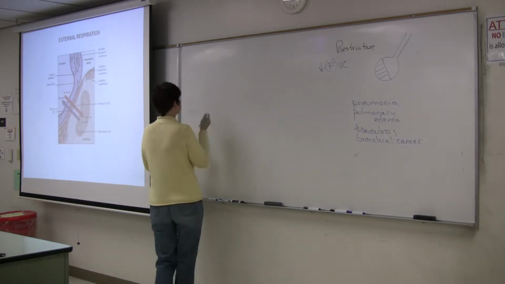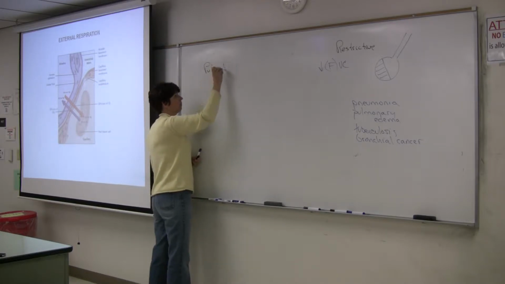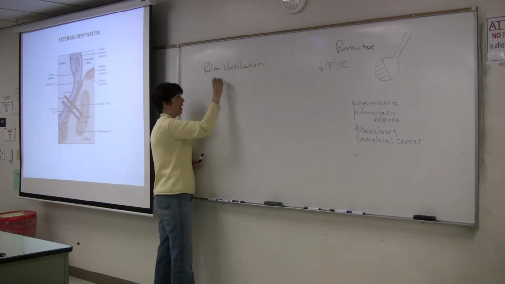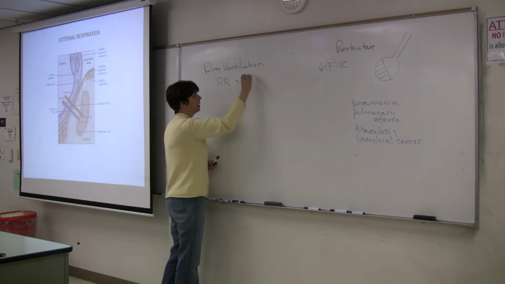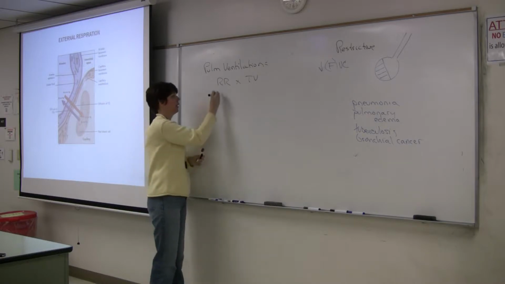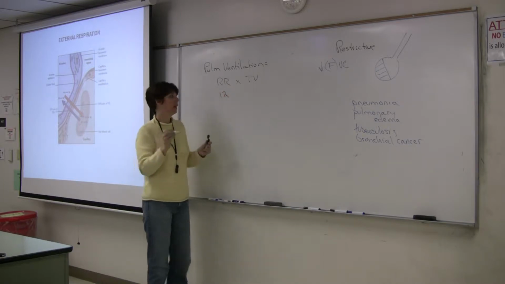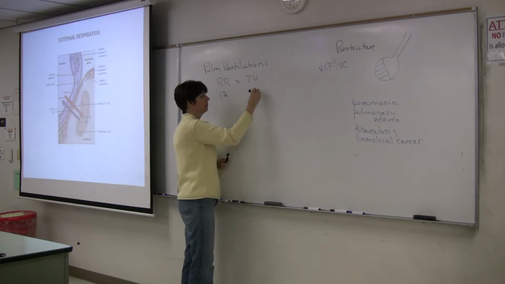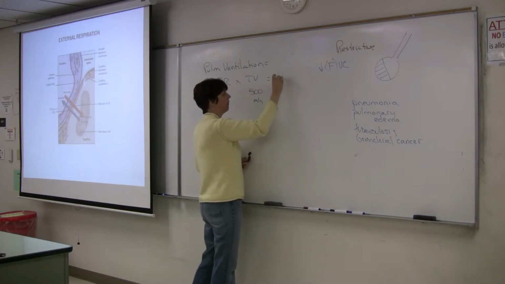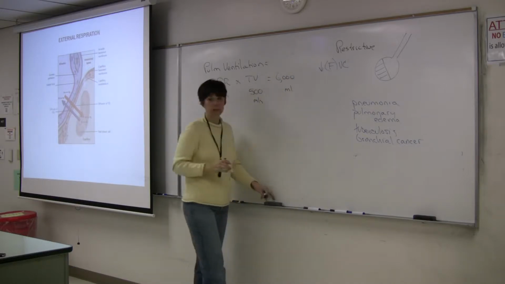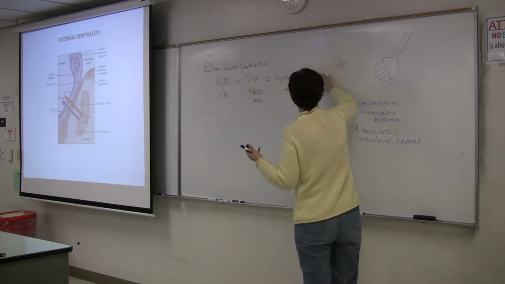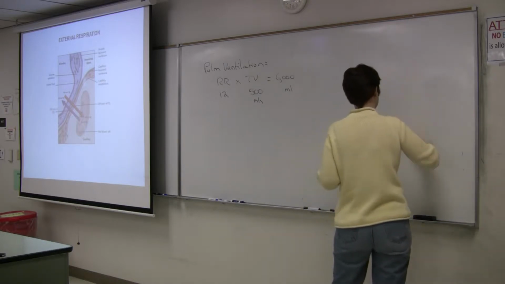So pulmonary ventilation is equal to respiratory rate times tidal volume. Average respiratory rate is 12 breaths a minute. Average tidal volume is 500 mils. And so this comes to an average of 6,000 mils in a minute. Okay? Now, that's the air moving into the lungs and or out of the lungs.